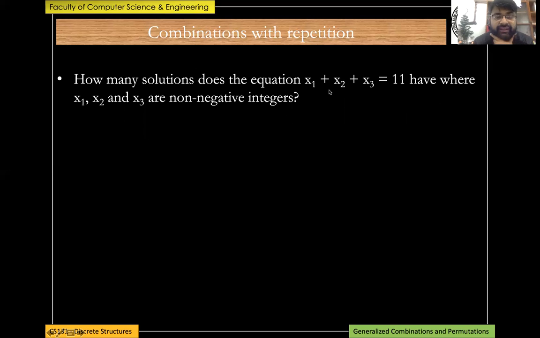How many solutions does the equation x1 plus x2 plus x3 equals 11 have, where x1, x2, and x3 are non-negative integers? This is a slightly tricky question. In this case, you have to choose 3 different elements, so n is 3. The total sum is 11, so r is 11. So 3 plus 11 minus 1 choose 11. So this is C(13, 11), and this comes out to be 78.